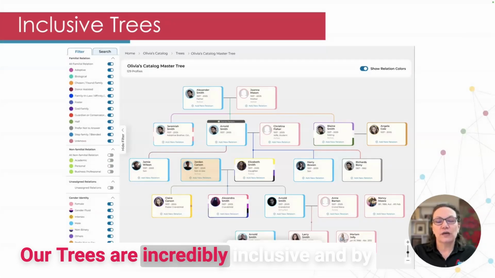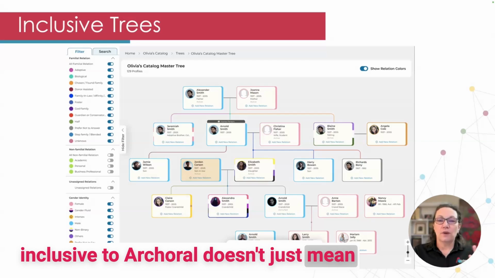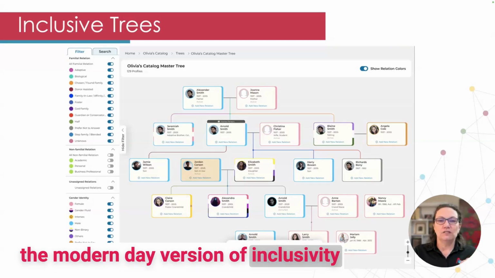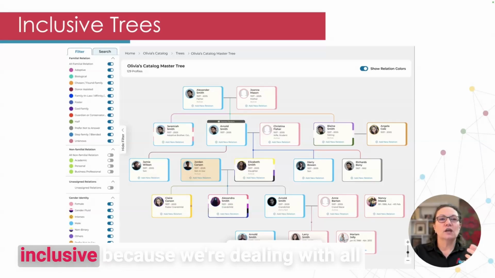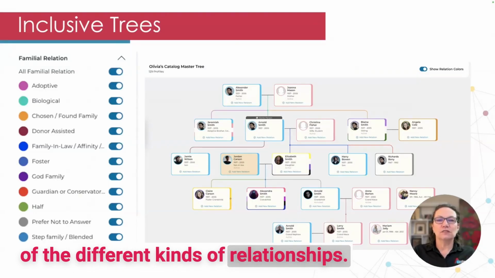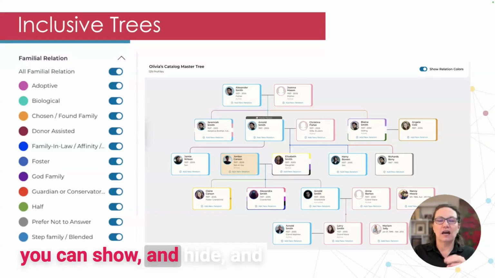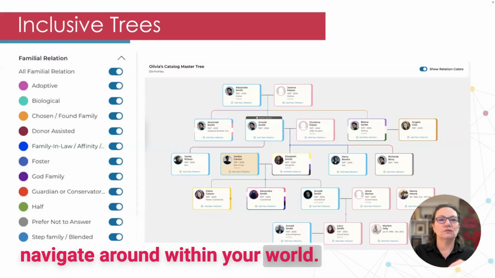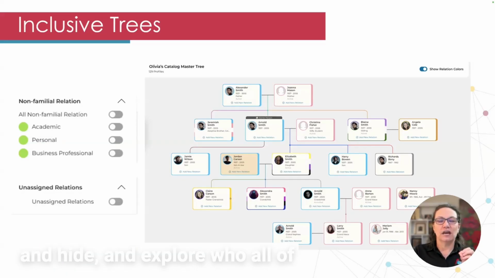Our trees are incredibly inclusive. And by inclusive, we don't just mean the modern-day version of inclusivity with gender identity, which you will see is represented in the flags, but it's also inclusive because we're dealing with all of the different kinds of relationships. Our lines will show you those different kinds of connections; you can show and hide and navigate around within your world. We also have the non-familial relationships that you can show and hide and explore who all of your grandfather's classmates were, things to that world.